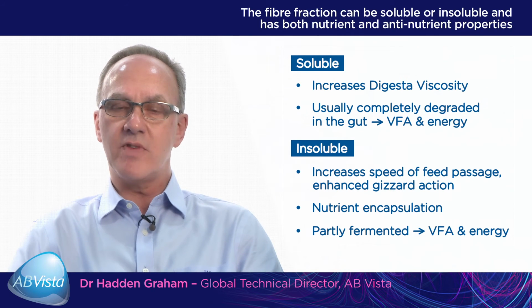The insoluble fibre, on the other hand, is very different. It bulks up the digester, it tends to increase passage rate, and it tends to increase, for example, gizzard activity. These insoluble fibres can also encapsulate and prevent the digestibility of nutrients such as starch and of protein. Insoluble fibre is only partly degraded and therefore provides much less volatile fatty acids and much less energy to the animal.